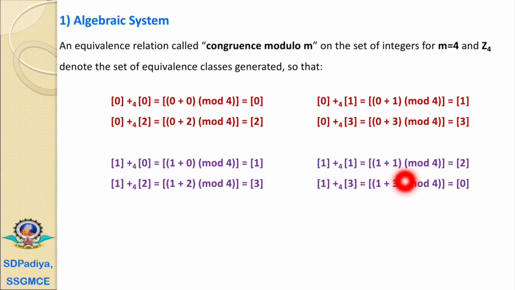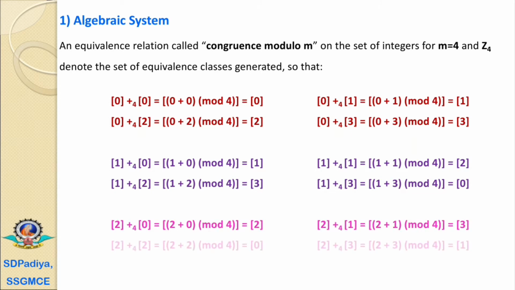1 plus 1, 2, 2 mod 4 is 2. 1 plus 2 is 3, 3 mod 4 is 3. 1 plus 3, now 4, and 4 mod 4 is equal to 0. For the third row, 2 plus 0, that is 2, 2 mod 4 is 2.